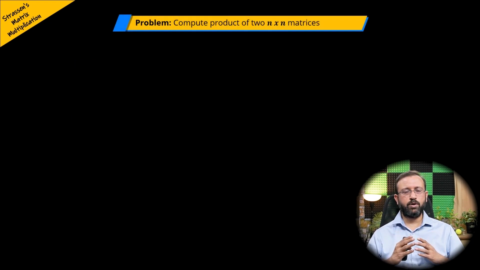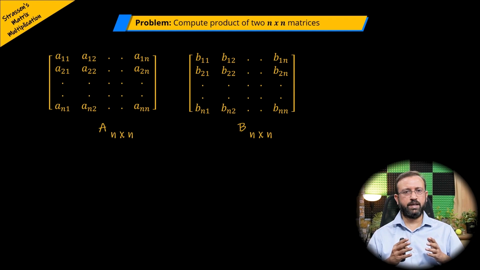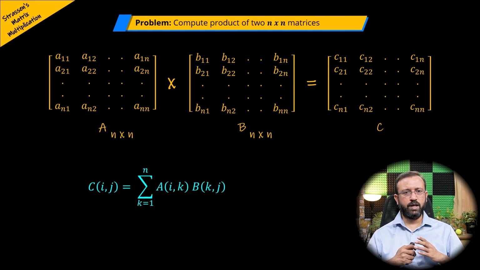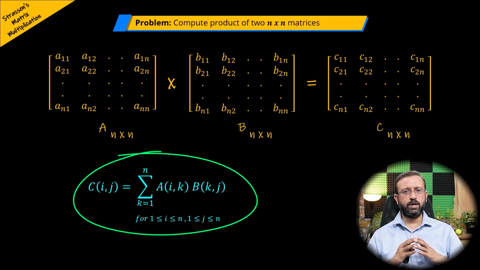The problem is to compute the product of two n by n matrices. Given two matrices A and B of size n by n, compute matrix C, which is the product of matrix A and matrix B, using the mathematical formula C of i comma j equal to the summation of the product of A of i comma k and B of k comma j, where k ranges from 1 to n, for all i and j between 1 to n, and n is the number of rows and columns. The resultant matrix C will also be of size n by n. So, this is the mathematical formula for computing the product of two matrices of size n by n.